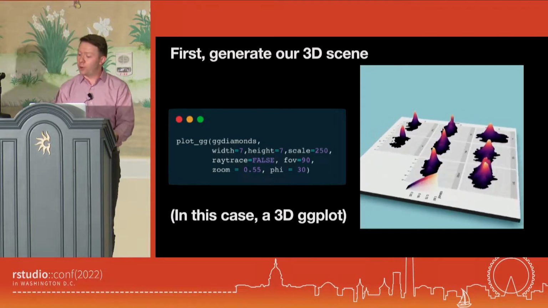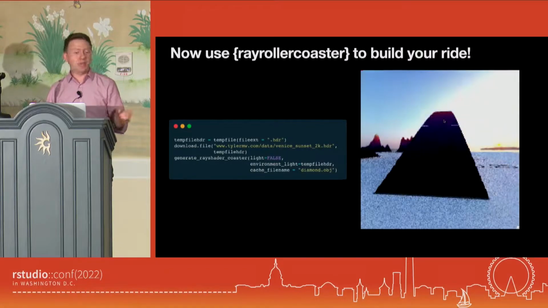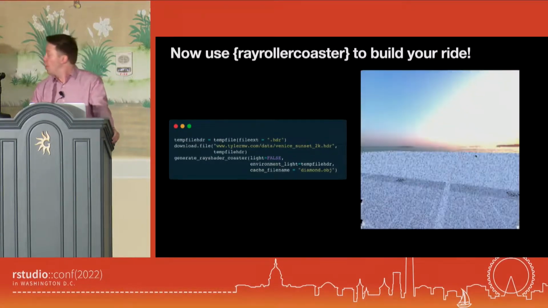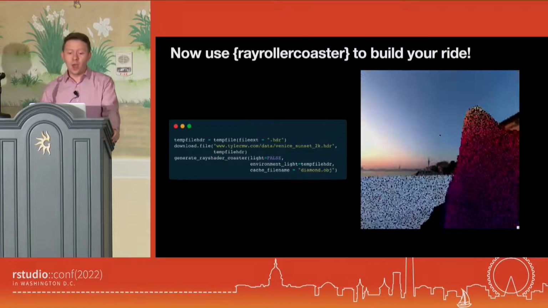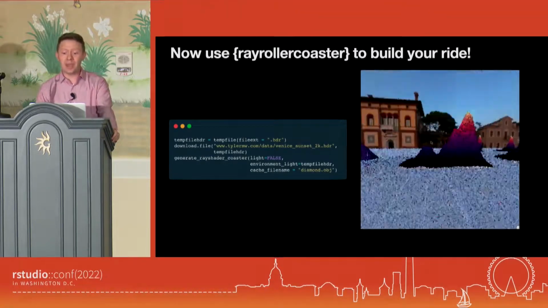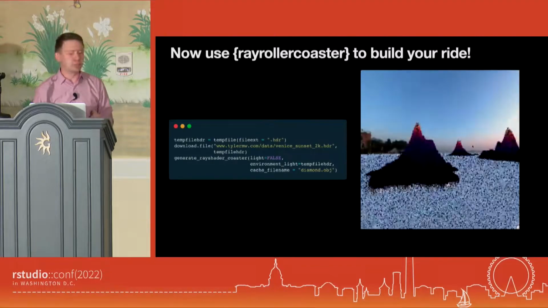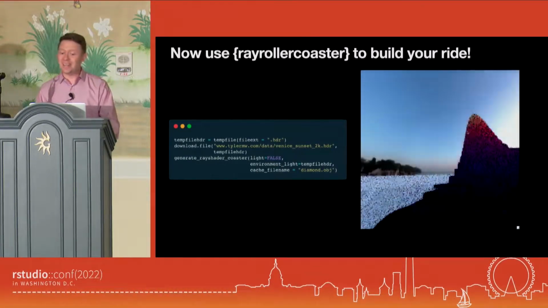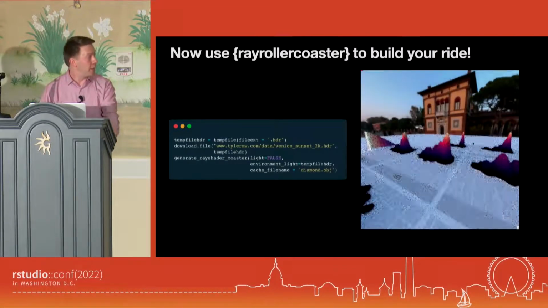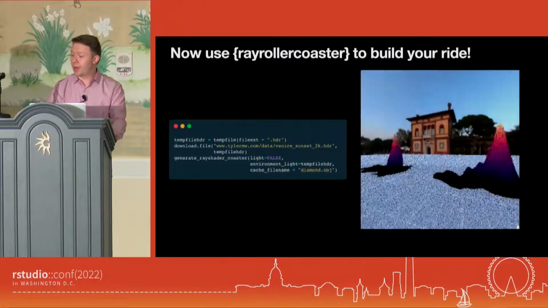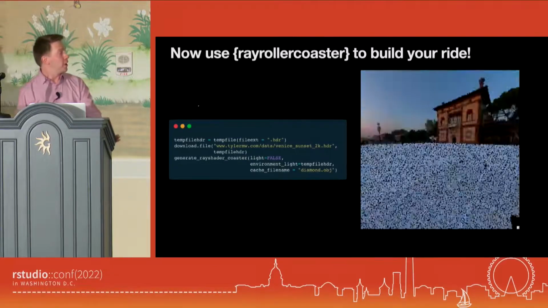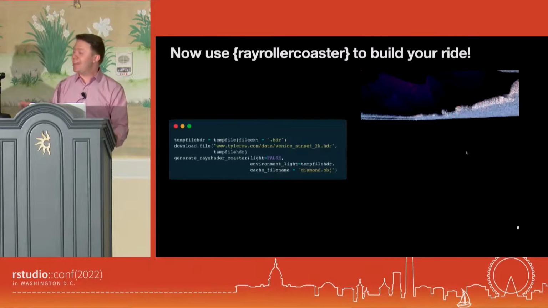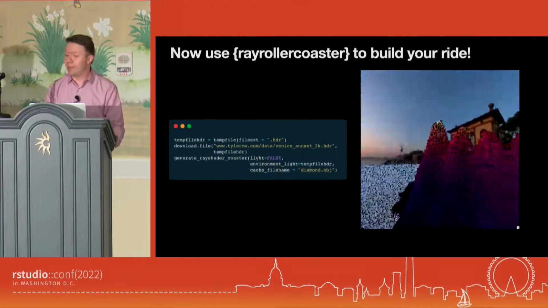Now that we have our 3D scene set up, here's where the RayRollerCoaster package comes in. Here, all we need to do is call the generate_ray_shader_coaster function, which extracts the RayShader scene for you and automates the entire roller coaster construction process. This function uses RayRender's built-in interactive graphics device to let you fly around the scene and build a roller coaster directly in R. Here, I've recorded a video of myself flying through the scene, pressing K at the key positions I want my roller coaster to travel through.